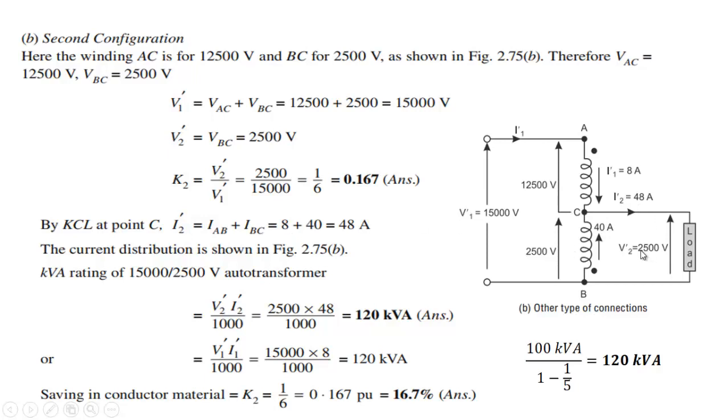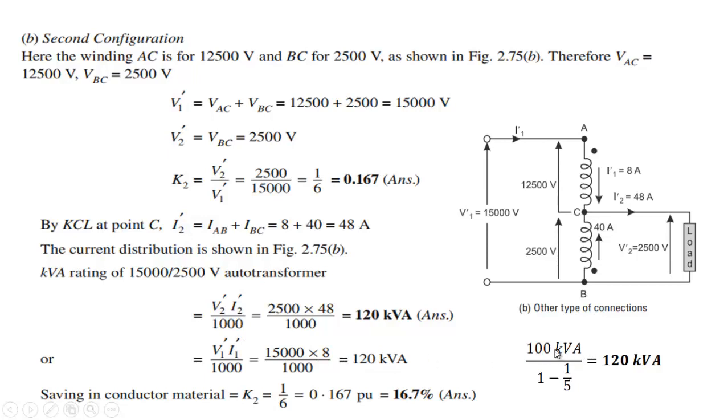Now what will be the voltage ratio? That will be equal to 2500 divided by 15,000, it will be equal to 1 by 6, that is 0.167. Now I2 will be equal to 48 amperes. The kVA rating will be equal to V2 into I2, that is 2500 into 48, that is 120 kVA, which is also equal to V1 into I1. Actually it has used a dash here to differentiate it from the previous case. So it will again be equal to 120 kVA.